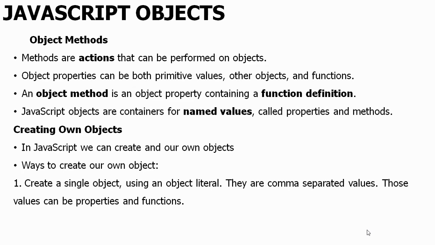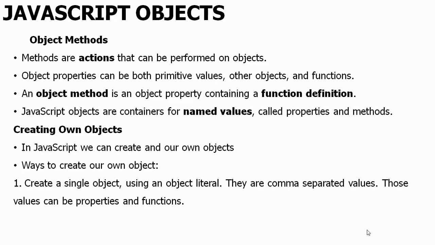Next, object methods. Methods are actions that can be performed on objects. Object properties can be primitive values, other objects, and functions. An object method is an object property containing a function definition. JavaScript objects are containers for named values called properties and methods. Creating our own objects: in JavaScript, we can create our own objects.